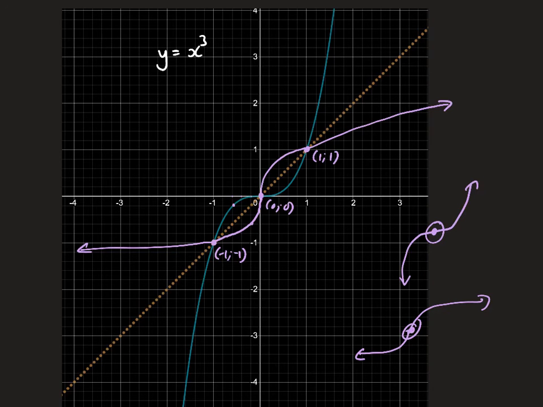Next, I ask you to reflect some graphs about the line y equals x. So the first one, the original function, you're going to reflect about the line y equals x. Okay, so here we go. There's y equals x cubed. Remember, that's a cubic function where the stationary point is also the point of inflection.